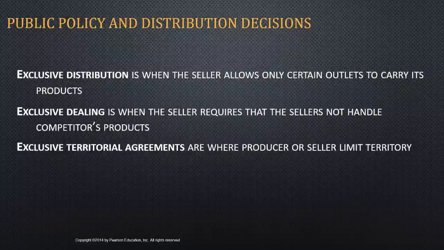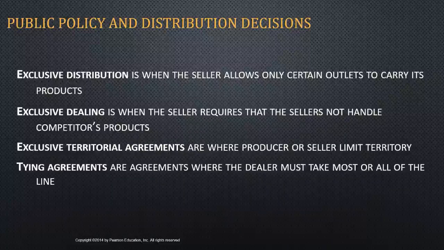Next, exclusive territorial agreements are where the producer or seller limits territory. It is the place where we can sell our products only. So we have our territory. Let's say that we can only sell our product in a certain city, and we cannot sell outside of that city. Tying agreements are agreements where the dealer must take most or all of the line. This means that the dealer will have to take all.